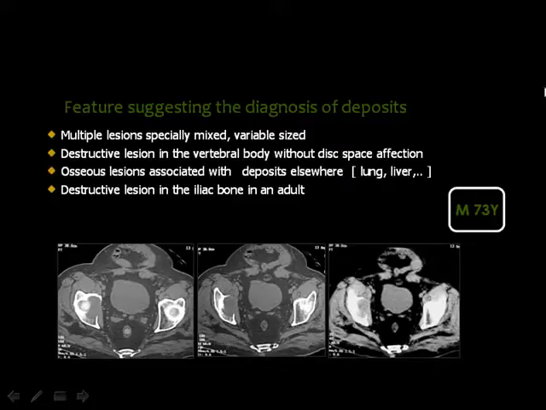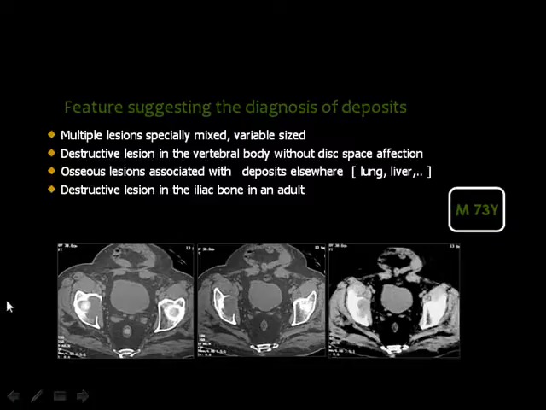Then what are the features suggesting the diagnosis of metastatic deposits? Multiple lesions, especially if mixed, and of variable size, because the myeloma lesions are usually close to each other in size. But if you see sclerotic and osteolytic lesions, this is helpful in the diagnosis of metastasis. Then destructive lesion in the vertebral body without disc space affection. If you see a vertebral body destruction, the first possibility in adult patients is metastatic deposit. And even if this lesion affects the neural elements, it is also metastatic deposit.